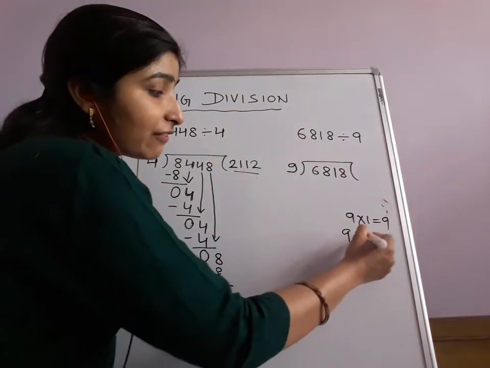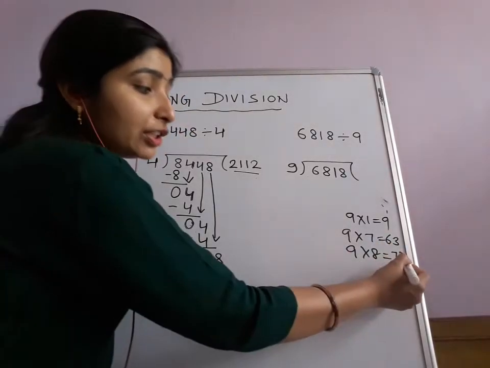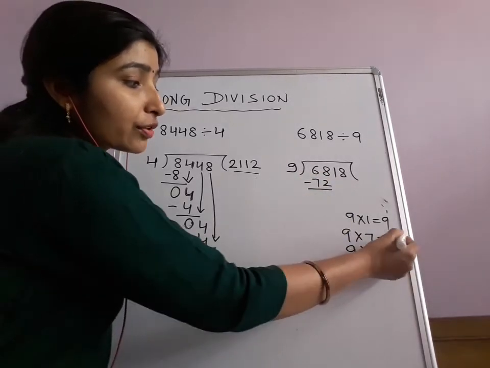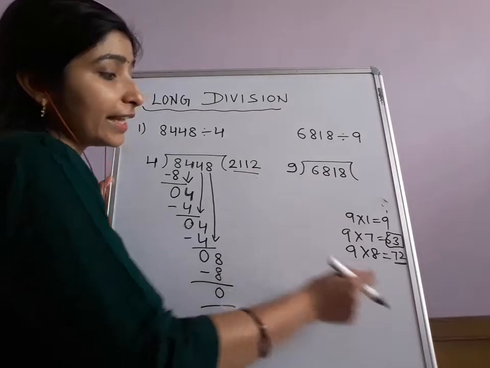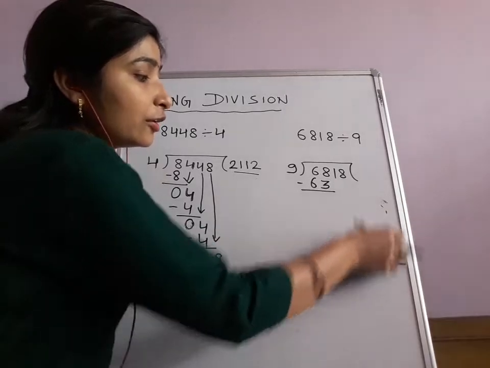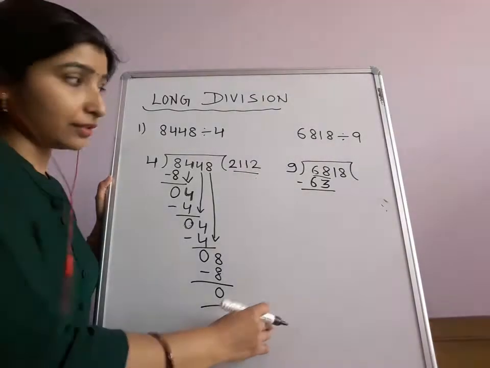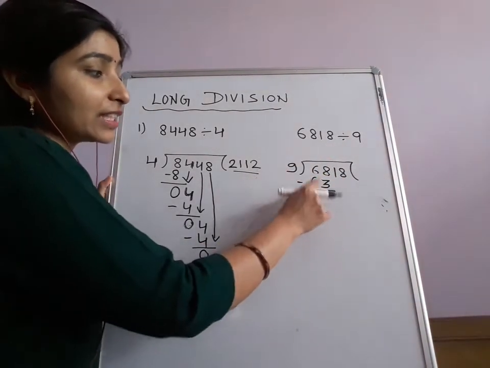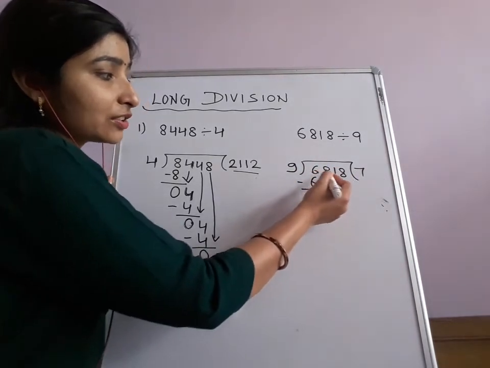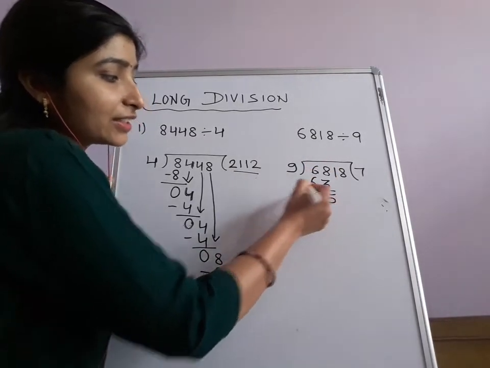So 9 sevens are 63 and 9 eights are 72. 72 is big, so you cannot subtract 72 from this. So just before that is 63. So we will take 9 sevens are 63. So when the first digit is less than the divisor, we have to take 2 digits together. Now subtract 63 from 68. 8 minus 3 is 5 and 6 minus 6 is 0.